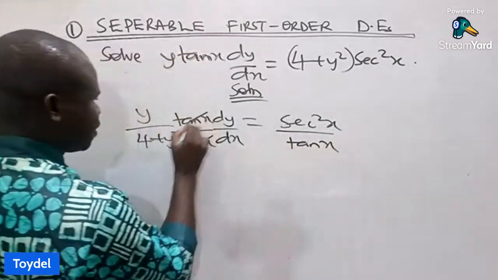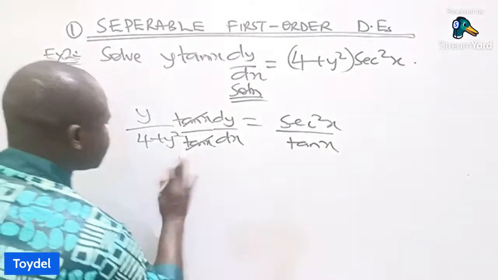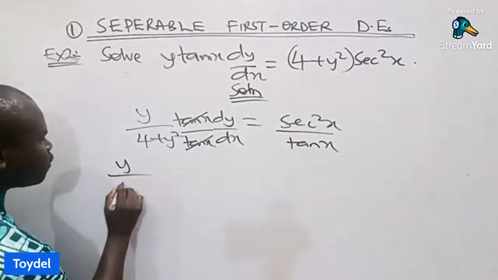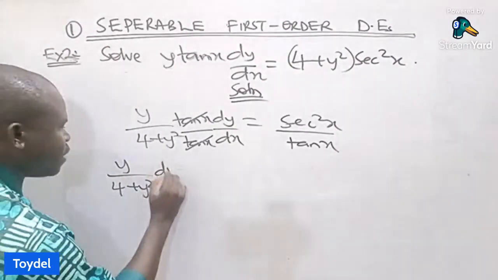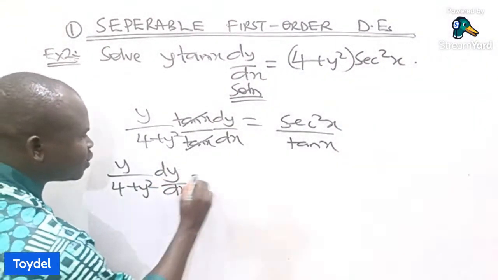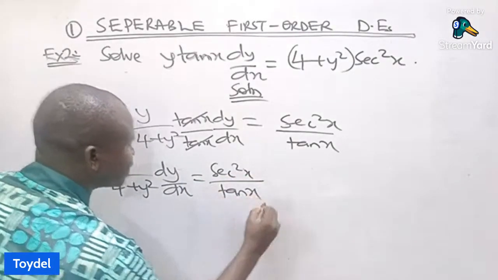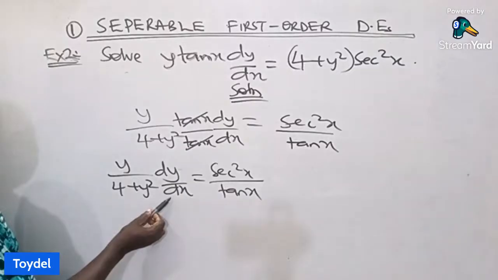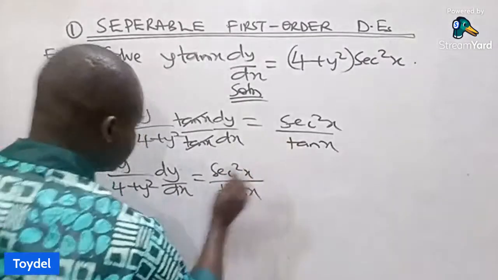Okay, tan x can take care of tan x here, so that we have y all over 4 plus y squared dy over dx equal to sec squared x all over tan x. Then this dx can come to this side.